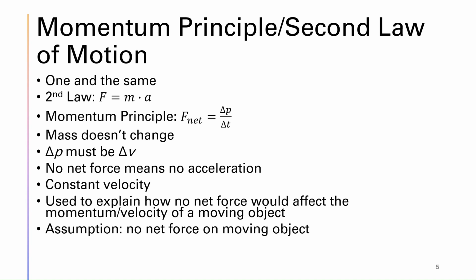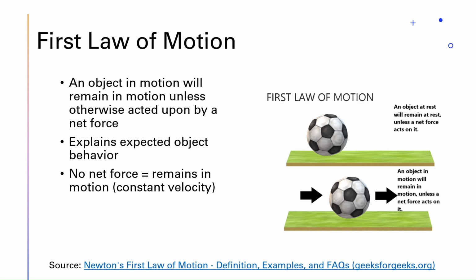This is used to explain how having no net force would mean that an object experiences constant velocity and does not accelerate. And I had made the assumption for my experiment that there is no net force on my moving object. I also used the first law of motion to explain how the rolling object would remain rolling at the same speed and direction because it was not acted upon by an outside net force. And that explains its path.